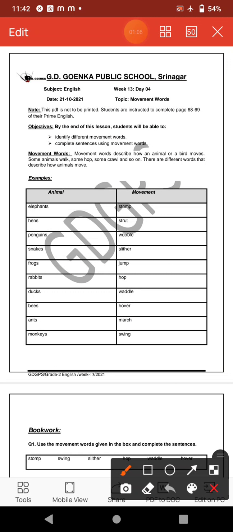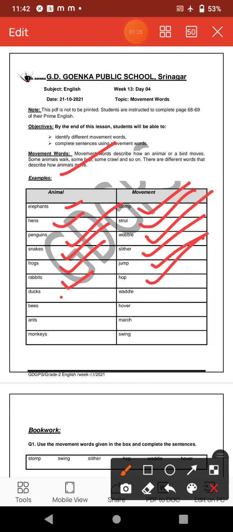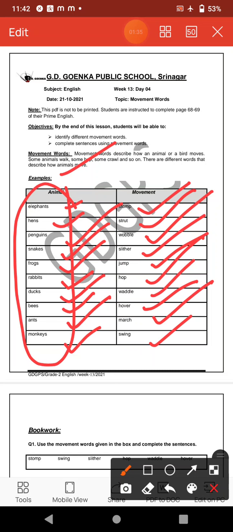We have so many different words that describe how animals move. Let's see some examples here. Elephant, how does an elephant move? Elephant stomps. Hen, stand. Penguins, wobble. Snakes, slither. Frogs, jump. Rabbit, hops. Ducks, waddle. Bee, hover. Ants, march. Monkeys, swing. So, see, we have so many different animals moving in so many different ways. They have their own way of moving, like you saw here how the elephant, hen, penguin, snakes and other animals move in different ways.